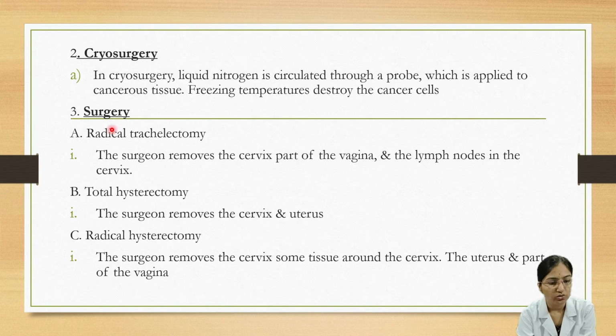And then also the third one, surgeries. Here we can see radical trachelectomy, where the surgeon removes the cervix, part of the vagina and the lymph nodes. This is a radical trachelectomy. The second one is total hysterectomy, where the surgeon removes the cervix and uterus. The third one is radical hysterectomy, where the surgeon removes the cervix, some tissue around the cervix, the uterus and part of the vagina.